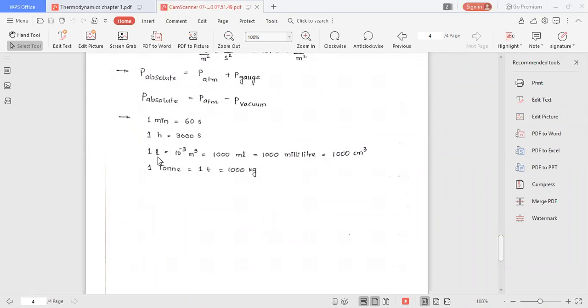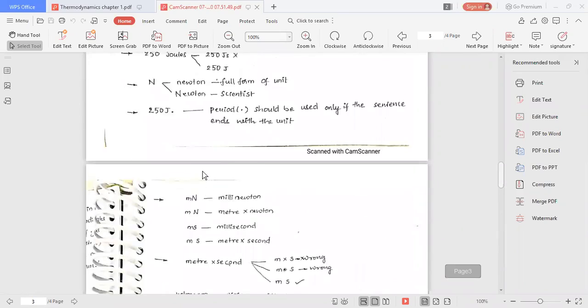What is the symbol for liter? Small l. So liter you can convert into many: 1000 centimeter cube, also 1000 ml. Ml means milliliter. Sorry, here I should not use a space. And what is 1 ton? 1 ton means 1000 kg, the symbol is small t.